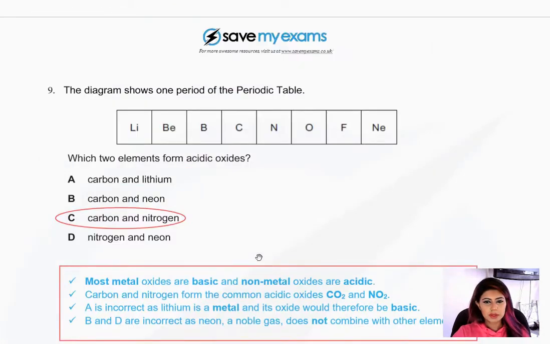9. The diagram shows one period of the periodic table. That's period 2 from my periodic table. Which two elements form acidic oxide? Of course, the one on the right hand side, but not including noble gases, not this one. So it has to be between C and F, and oxygen is already oxygen. So carbon and nitrogen.